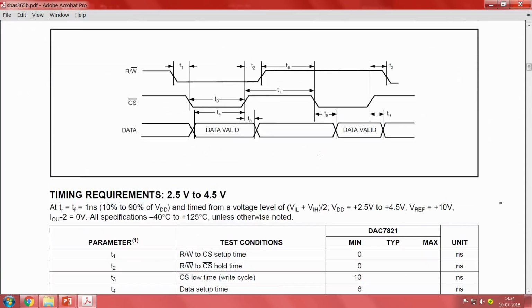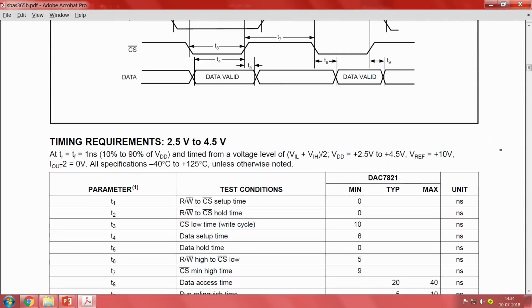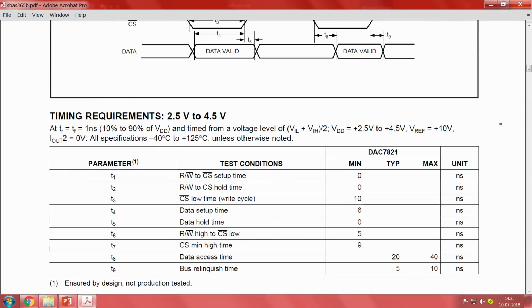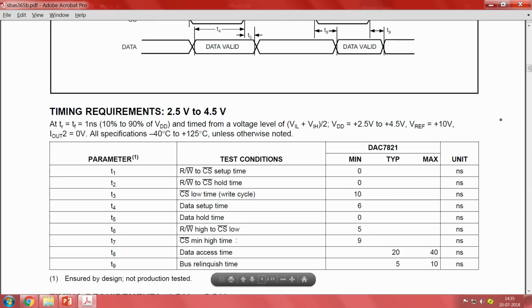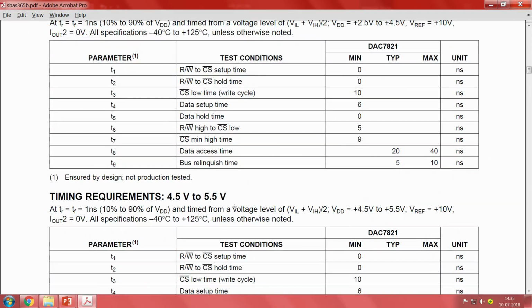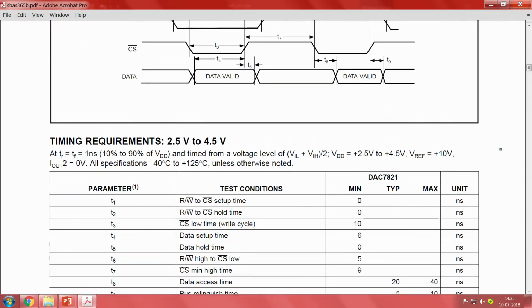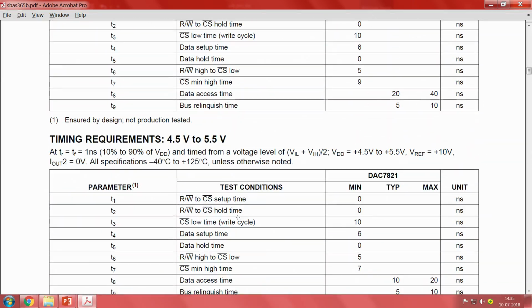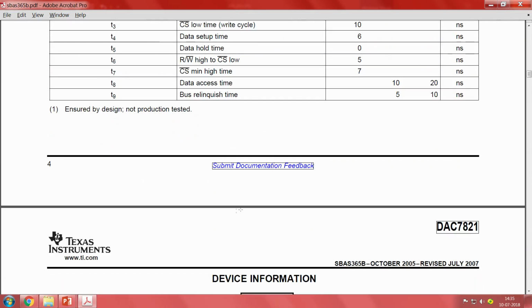Okay. Now, next, there are a lot of things related to digital, like setup time, hold time and all. We need not go into the exact details of that. Setup time, hold time and all those things are there, timing requirements. So, for specific voltage ranges they have timing requirements. They have characterized everything and put it there. Okay. Let us skip that.